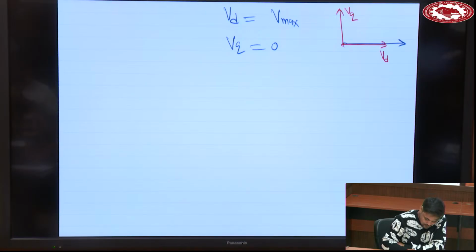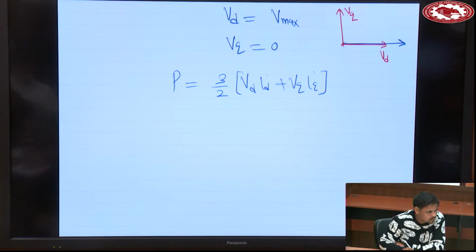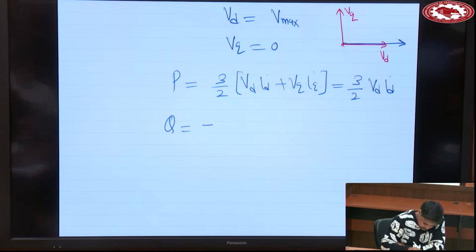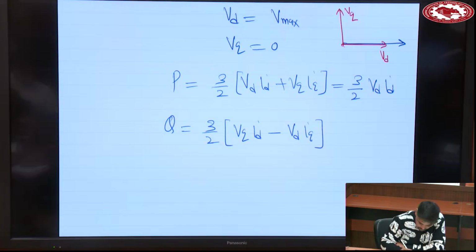Now what is the expression for active and reactive power? P is equal to 3 by 2 times VD ID plus VQ IQ. VQ is 0, so it becomes 3 by 2 VD ID. What is the expression of Q? Again VQ is 0, so Q becomes minus 3 by 2 VD IQ.